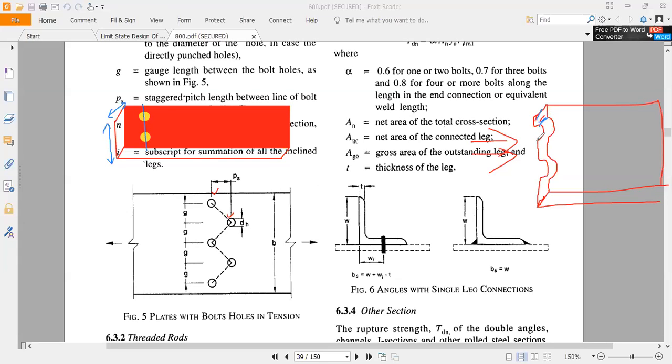Now this area, okay, because in between there are two holes, so there is no material. So how can you find this area? If you find this dimension is B, okay, and if you multiply it by this dimension T, then you can find the net area. Okay. Yes, sir.